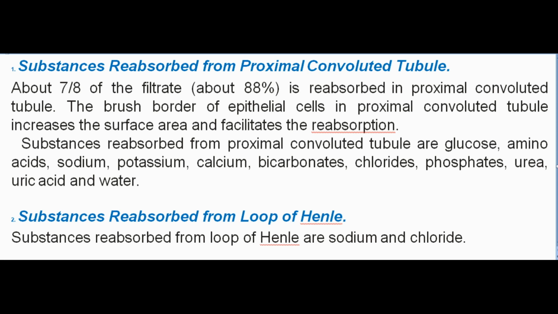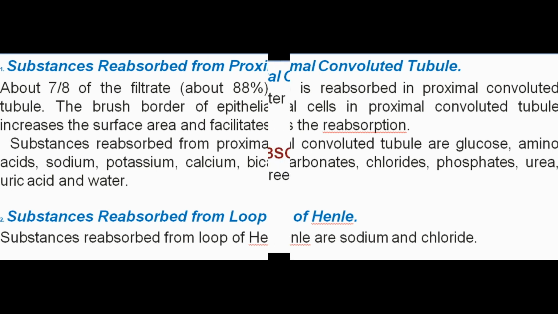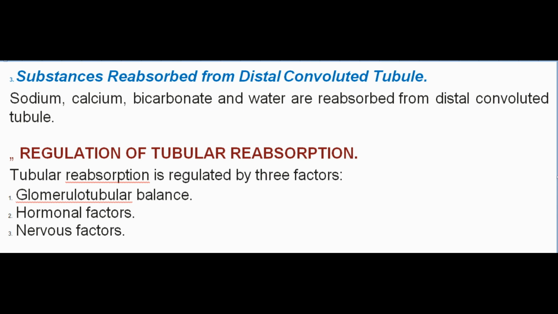Substances reabsorbed from loop of Henle are sodium and chloride. Substances reabsorbed from distal convoluted tubule. Sodium, calcium, bicarbonate, and water are reabsorbed from distal convoluted tubule.